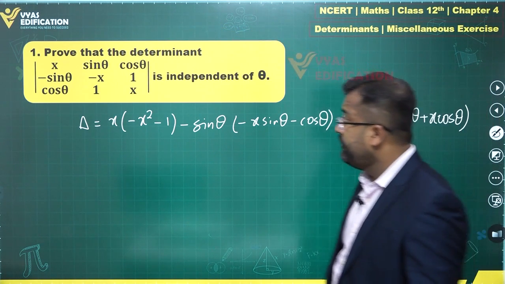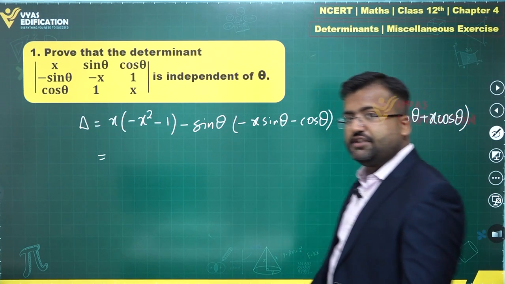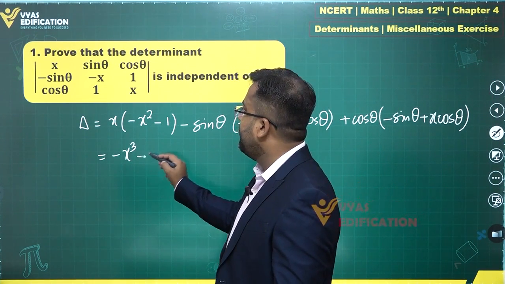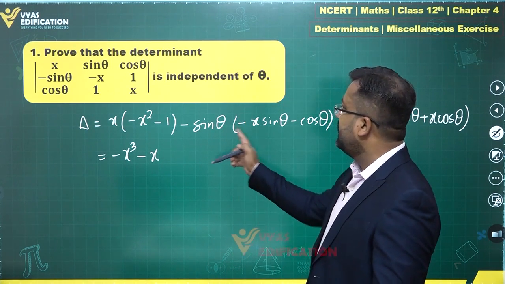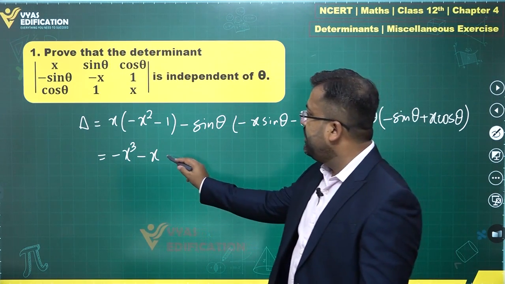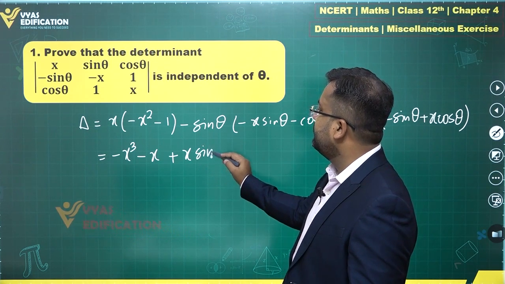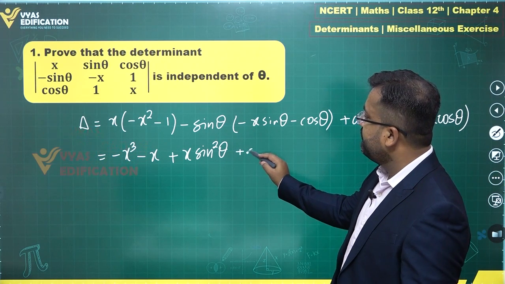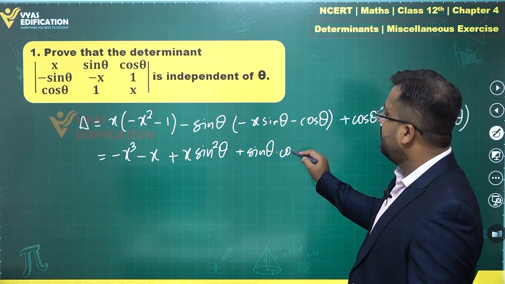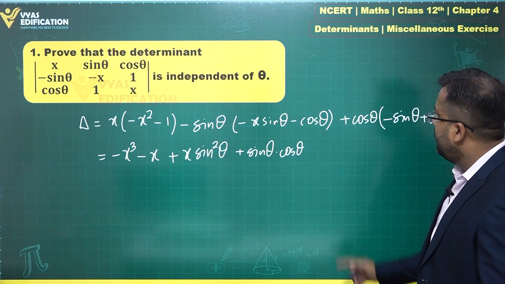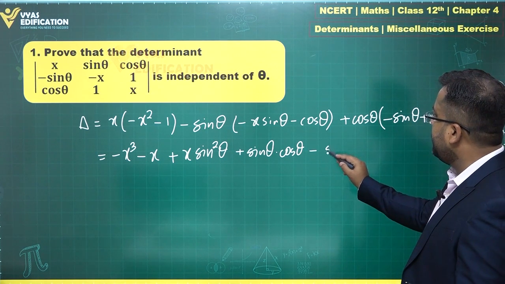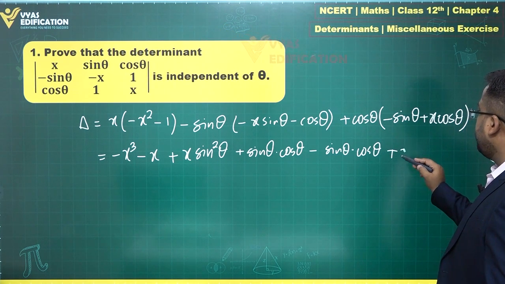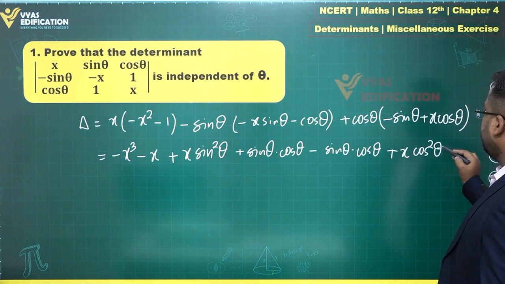Is that okay? Yes. So where does that take us? Let's take a look at this. This is equal to minus x power 3 minus x. Let's multiply them together. Minus sin theta times minus x sin theta will be plus x sin square theta. Minus sin theta into minus cos theta will be plus sin theta cos theta. Next, cos theta times minus sin theta will be minus sin theta cos theta. And plus cos theta times x cos theta will be plus x cos square theta.